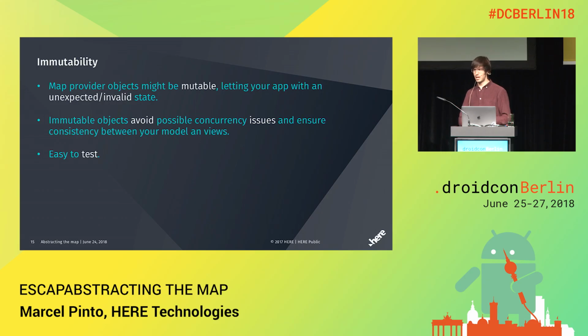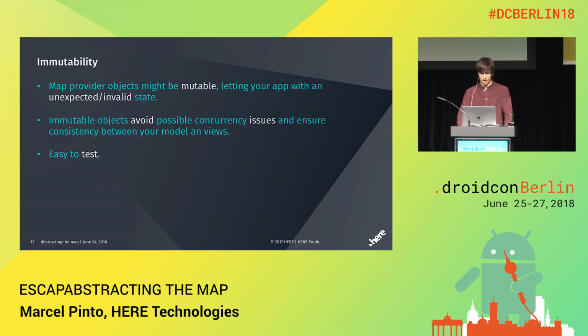Sometimes these objects are mutable, and they even contain native code inside. So it is a common mistake to use them, and then you end up in situations where you thought that one class had selected the marker, but the other class has the same instance, and it's actually not selected, so you get into an inconsistent state. So it is really important that the items that you are describing for the map are immutable. As well, it avoids possible issues with concurrency, and they are easier to test, of course.